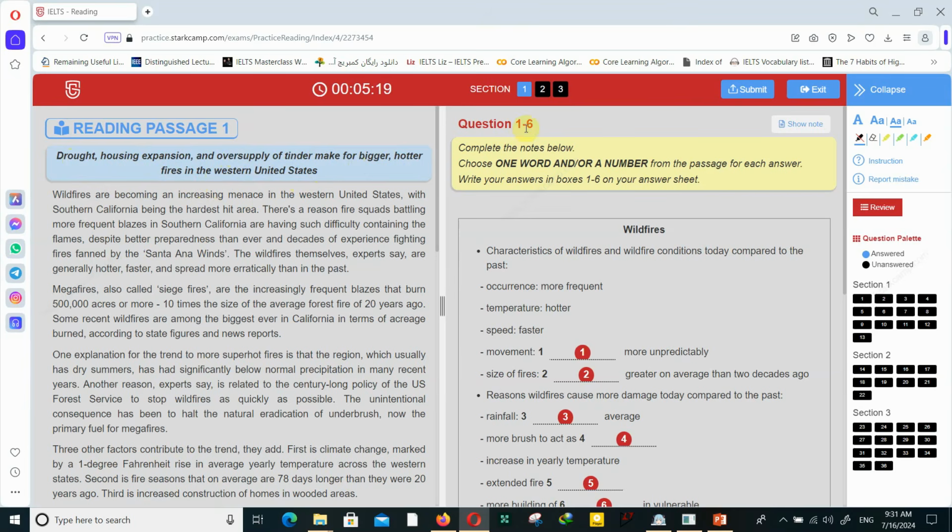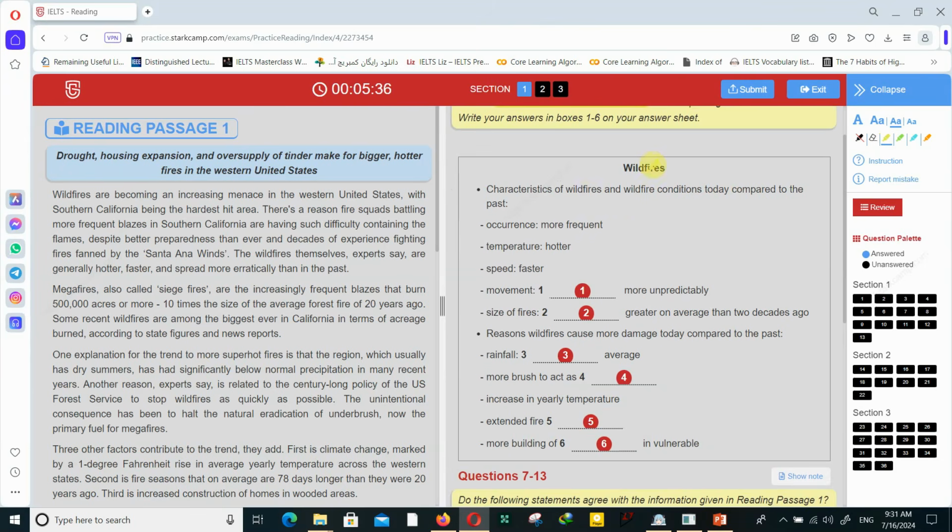Then I'm moving to the questions, question 1 to 6, and I'm using this highlighter. Highlight any keywords in the questions. Here it says one word and or a number. This is important because this is how you're going to answer these questions. Okay, wildfires, characteristics of wildfires and wildfire conditions today compared to the past. Okay, today compared to the past. Occurrence, more frequent, temperature hotter, speed faster.